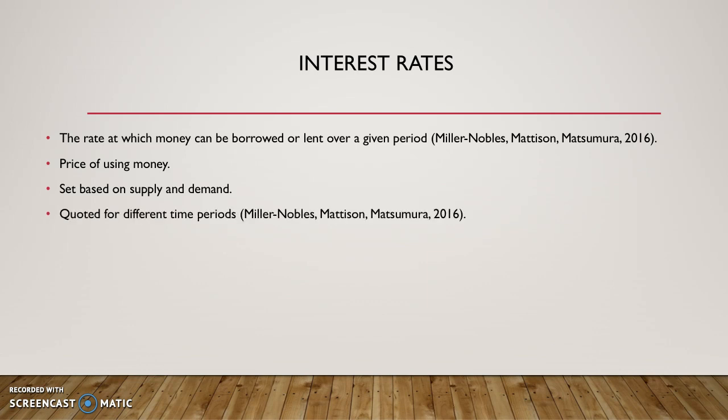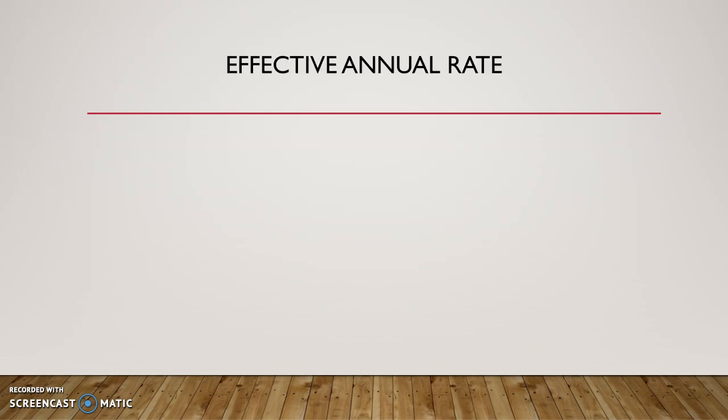Interest rates are typically quoted for different time periods and expressed in different forms. We're going to look at three different examples of how interest rates are expressed. One being the effective annual rate, or EAR, the annual percentage yield, or APY, and the annual percentage rate, or APR. Let's take a look at each of them closely and see how they're applied.